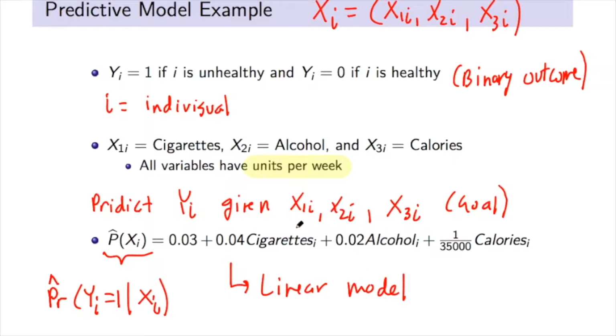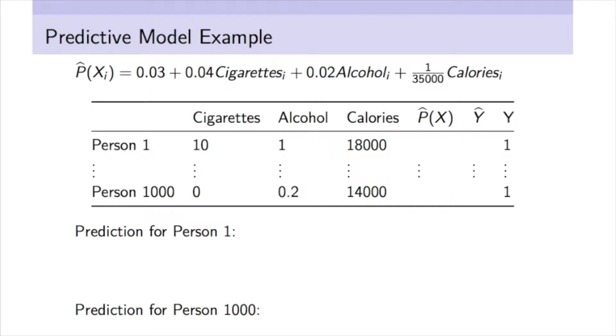So suppose we have this predictive model. We're going to use this model to predict whether a person is unhealthy or healthy. So let's do that next. So now here we have actual data, and I should mention this is of course made up data, but suppose you had a spreadsheet like this. So you have data on 1,000 people. So here n equals 1000. We have a sample size of 1000.